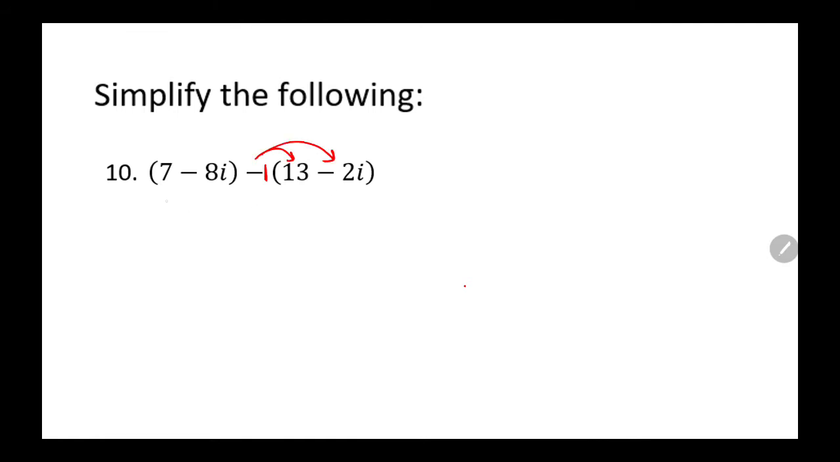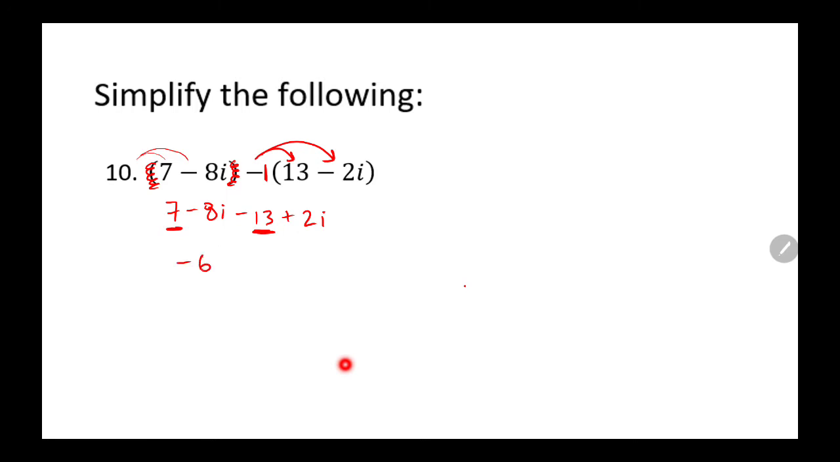Flip both of these signs. So I have 7 minus 8i. Yes, I just got rid of the parentheses because there's nothing being multiplied out in front. I don't need to change anything. And then minus 13 plus 2i. Now I'll combine my like terms.